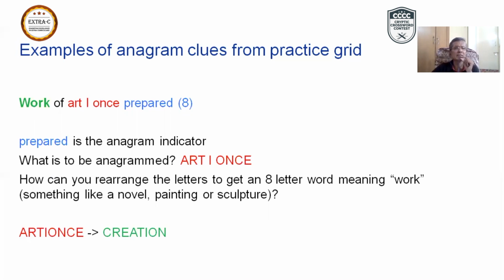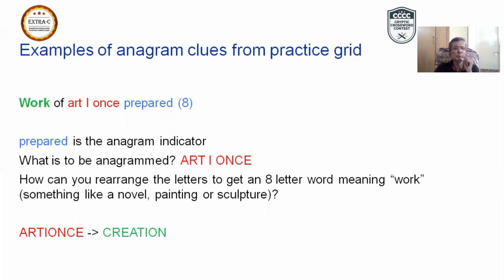If you look at the letters of art I once, those are 8 letters. Now, can you rearrange these 8 letters to get a new 8-letter word which means work, and work as in something which an artist produces, right? Like a painting or a sculpture or a novel. So if you take R-T-I-O-N-C-E and rearrange it, you get a new word called creation. And what is creation? Creation is work. So that's an example of anagram clues.